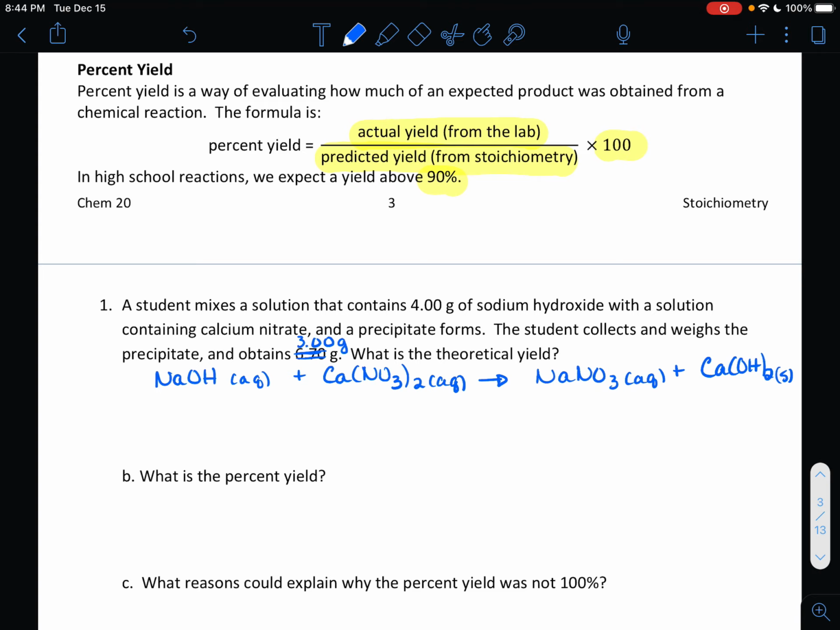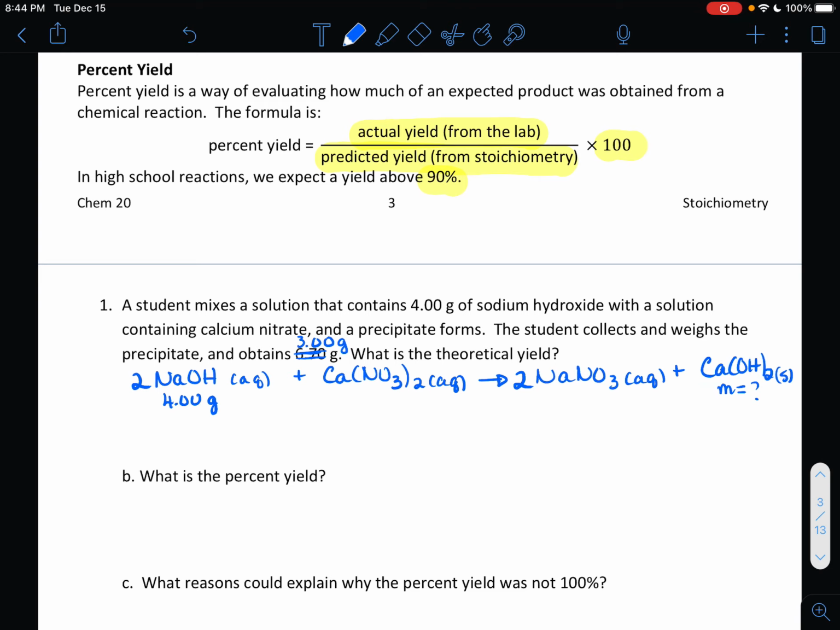All right, so the next thing is balancing this. So I'm going to need 2 here and 2 there, and it's balanced. And so I start off with 4 grams of sodium hydroxide, and I want to find out theoretically what my mass of calcium hydroxide would be. I don't know what that is. All right, so now I'm going to get my theoretical yield by carrying out stoichiometry.